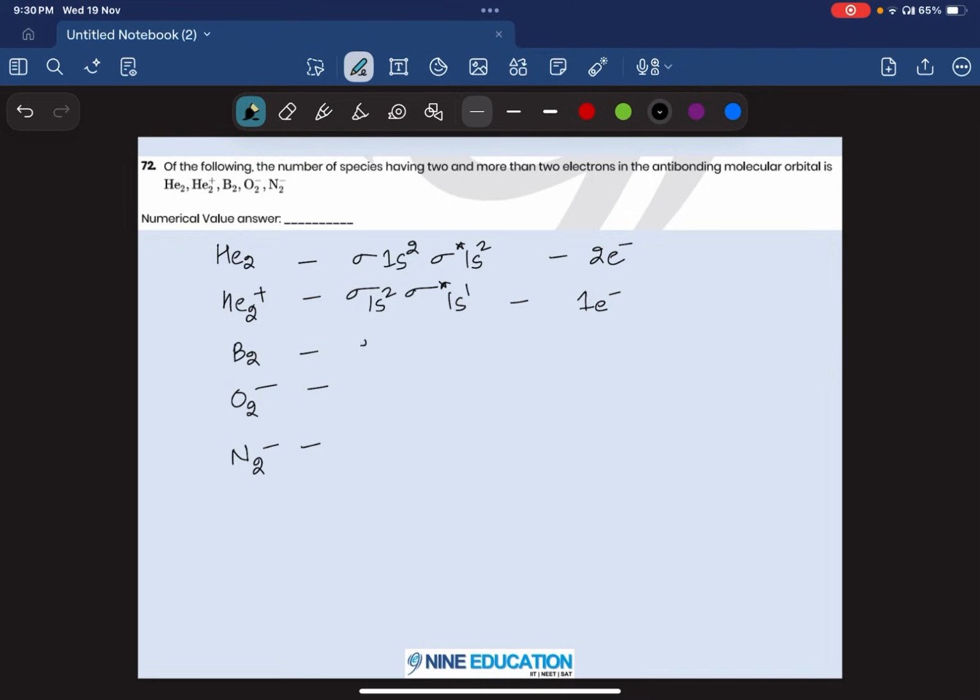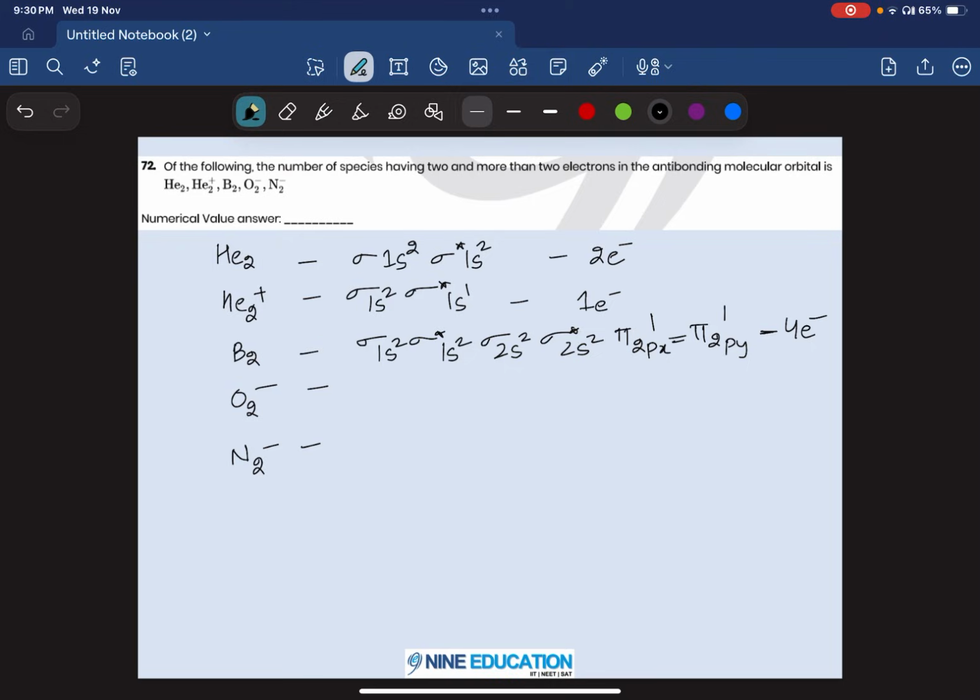For B2, the configuration is sigma 1s2, sigma star 1s2, sigma 2s2, sigma star 2s2, pi 2px1 equal to pi 2py1. Here how many electrons are there in the anti-bonding molecular orbital? Here there are 4 electrons in anti-bonding molecular orbitals.